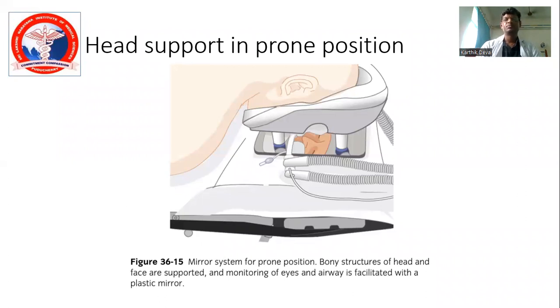Here is the mirror system in the headrest, showing eyes and nose are pressure free. Bony structures of the head and face are supported, eyes can be very easily monitored, and the endotracheal tube is also easily monitored through the mirror.